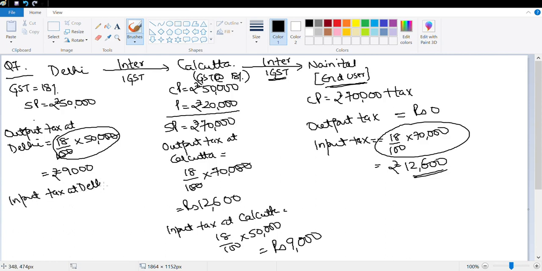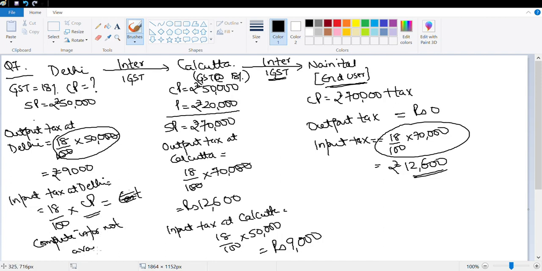So, do we know his CP? No. Do we know the CP? No. So can we calculate the input tax at Delhi? 18 upon 100 into CP. Since this is not known, we can't calculate it, or let's say less information is available. Complete info not available. So we cannot calculate it for now. This is not a part of the question. I just wanted you to understand one question from all three people's perspective.